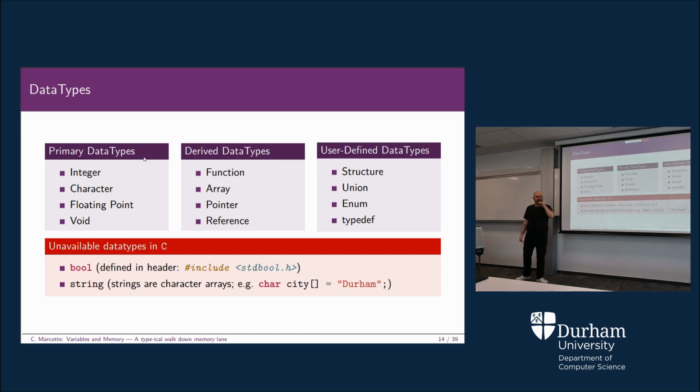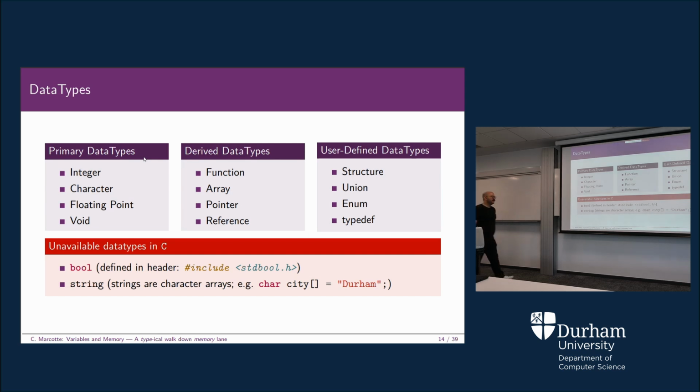An important point to make here is that there are unavailable data types in C that you might be used to from other programming languages. You might be familiar with the Boolean, which has true and false values, 0 and 1 typically. It's defined in a header, so if you include stdbool, you can use the bool type. But if you don't include that, then there's no Boolean. This is kind of a headache for people coming to C from other more modern languages. This is a real throwback.